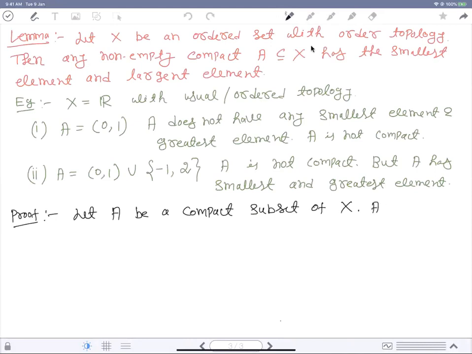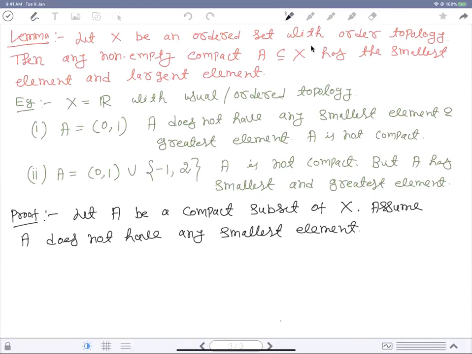So assume, or you can say if possible, A does not have any smallest element. Okay, so we assume that A is a compact subset of X and A does not have any smallest element.